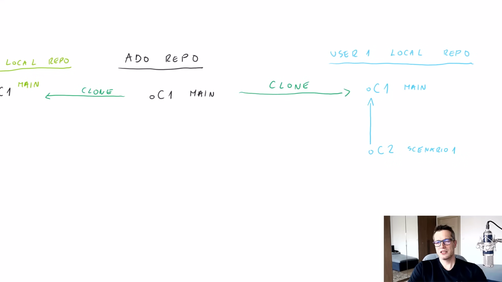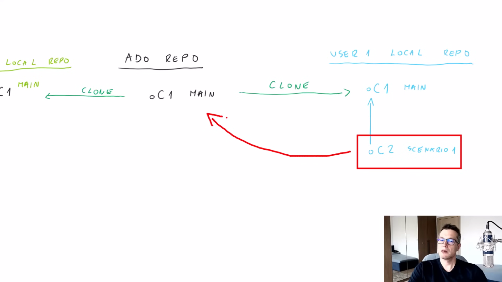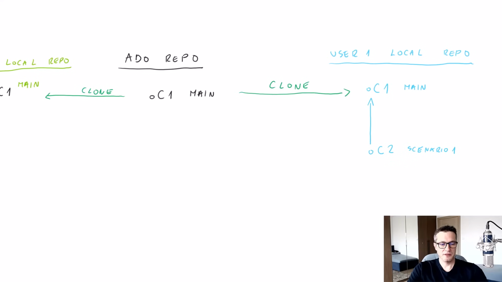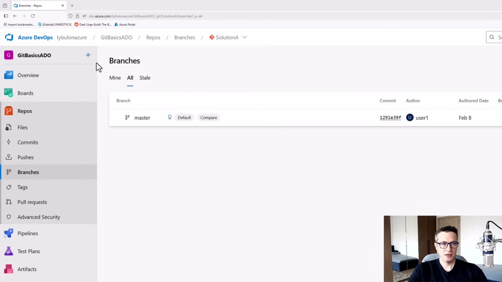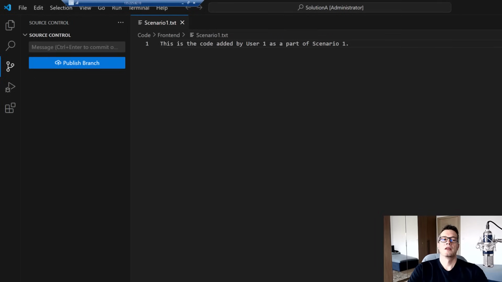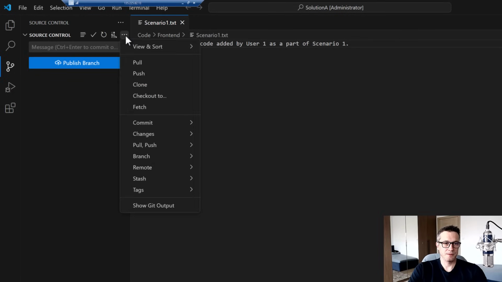So let's say that actually we would like to make those changes available in our remote repository. And actually we can verify in Azure DevOps by refreshing the branches that right now in remote repo, you've got only master branch. There is no scenario 1 branch yet because we didn't push it. So let's do this. So again, let's go to user 1 environment and let's push those changes. Actually, by using this publish branch button.